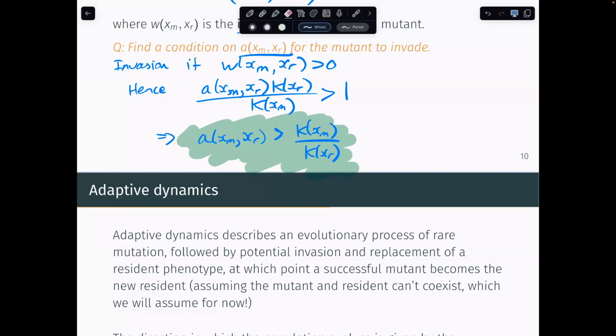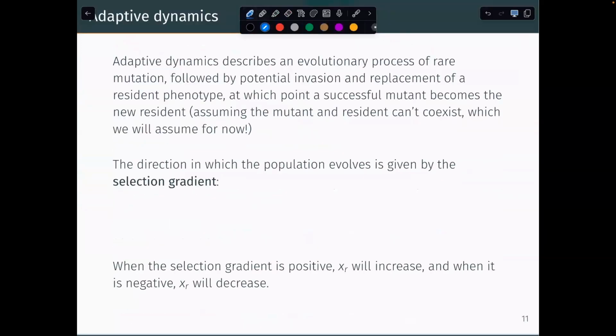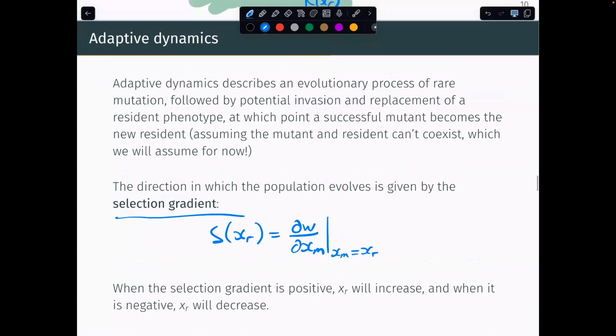To keep repeating that process, how do we know what happens in the long term? In the long term, we need to think about something called our selection gradient. So what is our selection gradient? We define our selection gradient, here I'll call it S of XR, to be the partial derivative of our invasion fitness with respect to our mutant trait, and then we set our mutant trait equal to the resident trait. So that's the definition. Where does this come from?